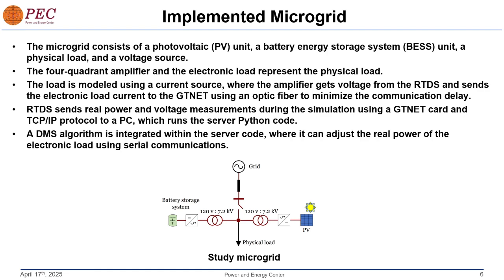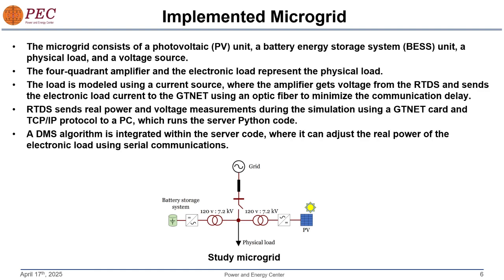By physical load we mean that we have the 4-quadrant amplifier that is receiving its voltage from the grid, and it's connected to the electronic load, so it's the portion that is physically outside of the simulation, the power hardware setup that we have. And the load within the simulation is modeled as a current source. The current is being measured and sent to the RTDS via the optic fiber to minimize the communication delay.